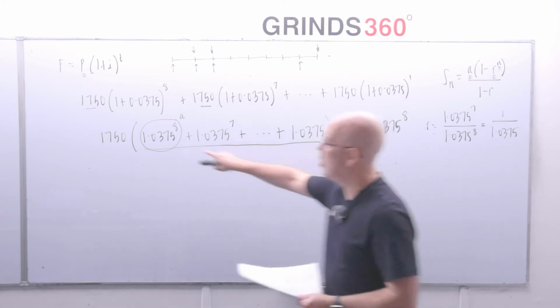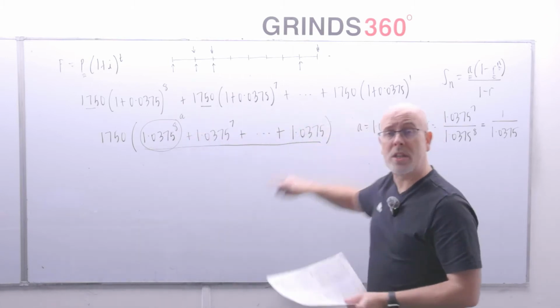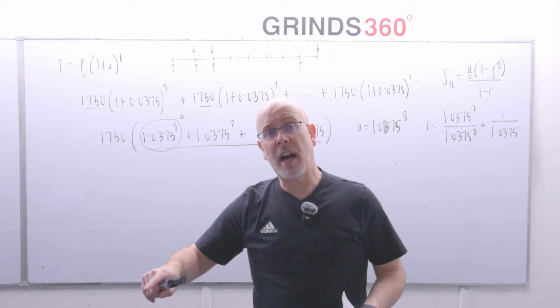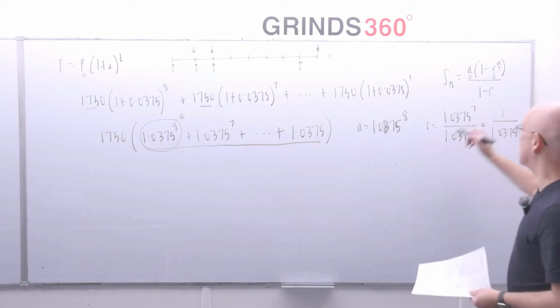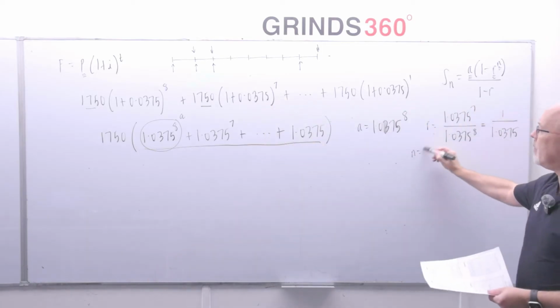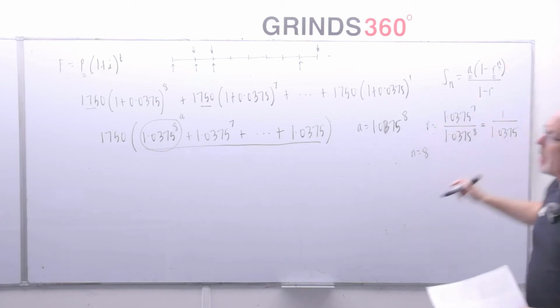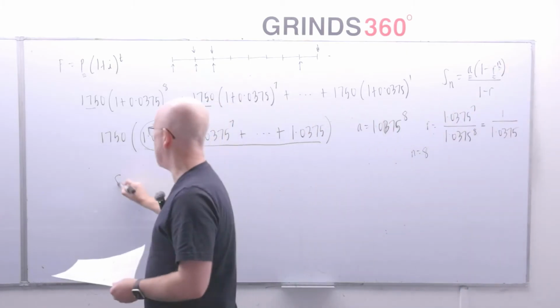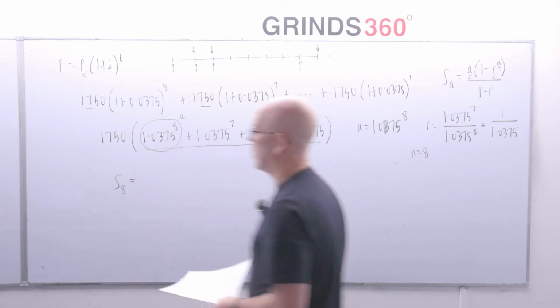And N is the number of numbers in this list, which is the number of payments. So because it's every year for 8 years, N is equal to 8. Okay? So there's my 3 values. So I'll just drop those into my Sn formula now. So the Sn is the sum of those 8 numbers.